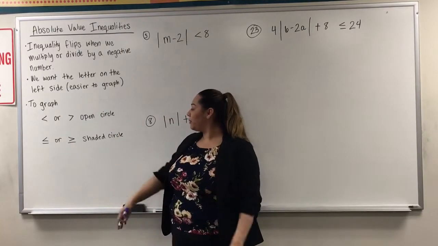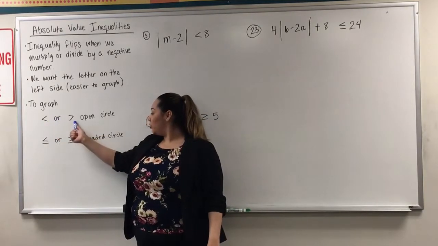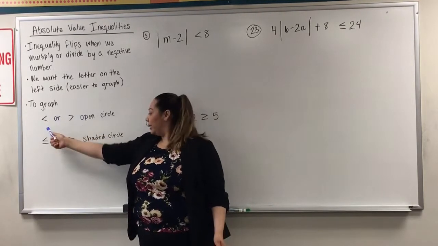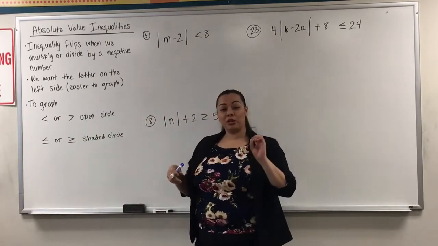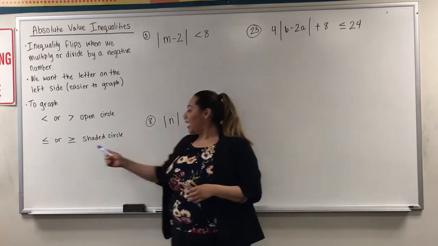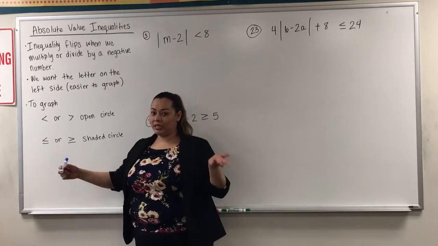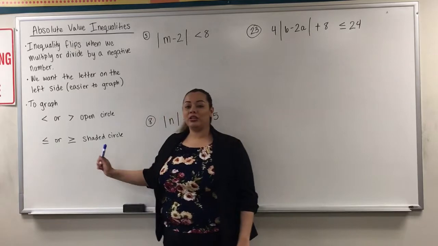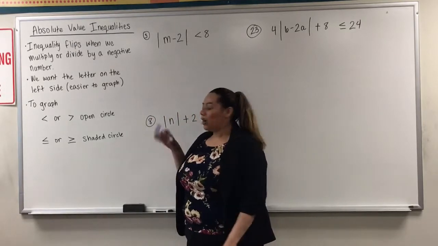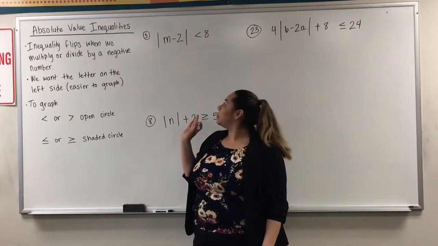Whenever we're graphing, if it's just less than or just greater than, without the line at the bottom, as we have right here, it's just going to be an open circle. Means that we're not including that number. If it has a line at the bottom, which means it's going to be equal to, so it's less than or equal to or greater than or equal to, then we're going to shade the circle. All this will make sense right now when we start with this.